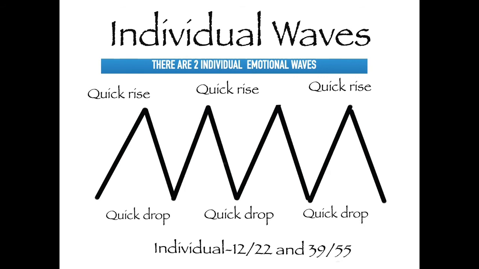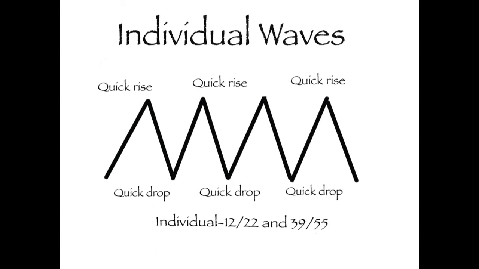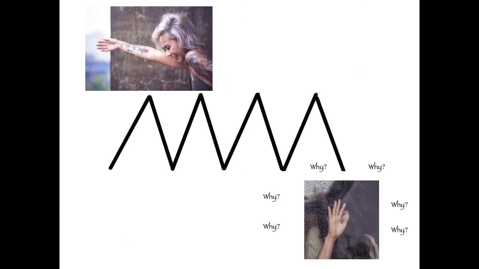The individual waves are the 12-22 and the 39-55 and are considered to have inherently within them some of the most creative energy in the human design body graph. Both waves come with what are considered high highs and low lows and are the waves that some people consider big waves. What that means is that when someone is on the high side of their wave, they can be intensely joyful and excited, and just as easily on the low side of their wave, they can be despondent to the point of depression.